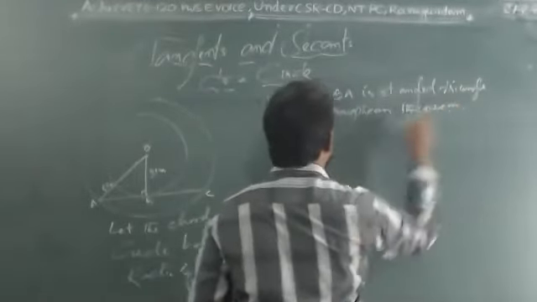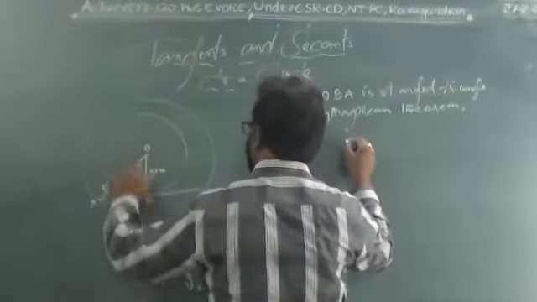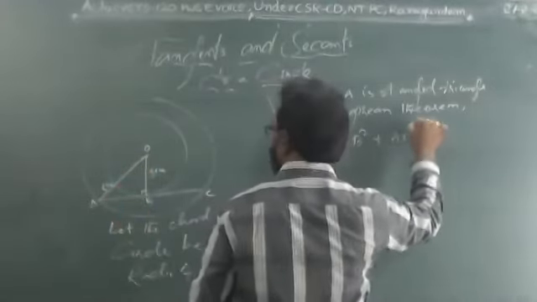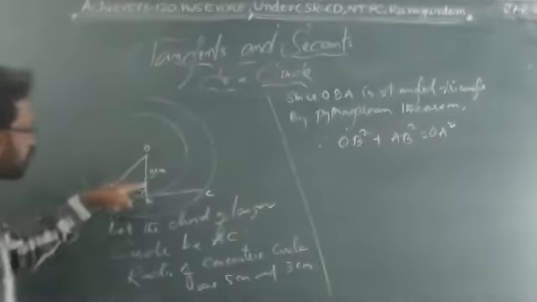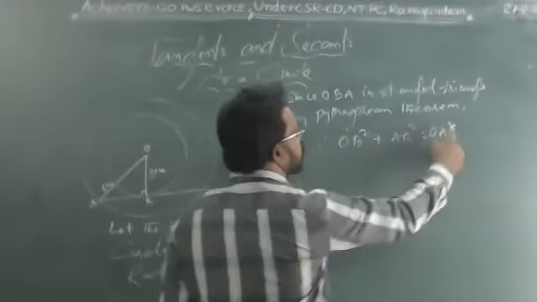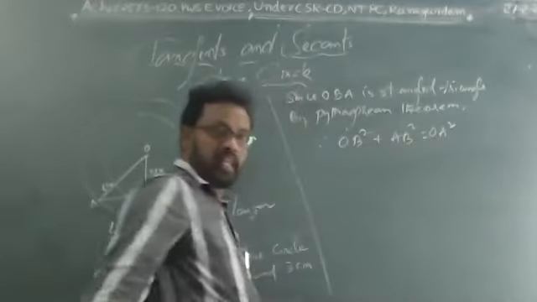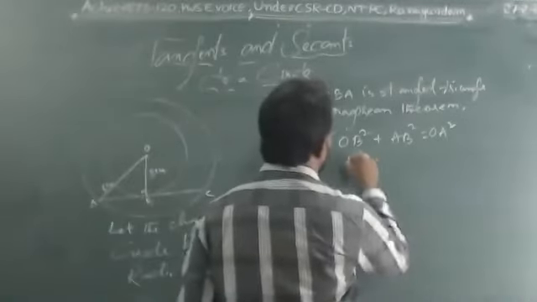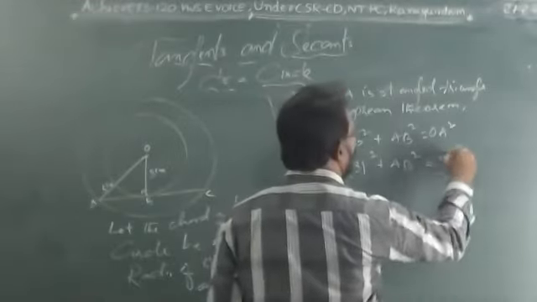By Pythagoras theorem, the square of the hypotenuse, which is OA, is equal to the sum of the squares of the other two sides. That is the formula of Pythagoras. So OB squared plus AB squared is equal to OA squared. What is OB? 3 squared. AB we have to find, and OA, 5, is already given.